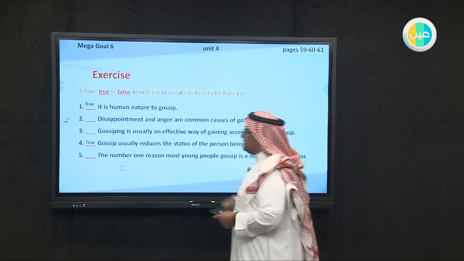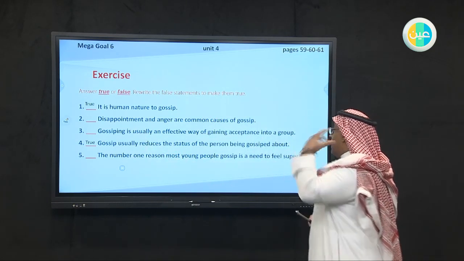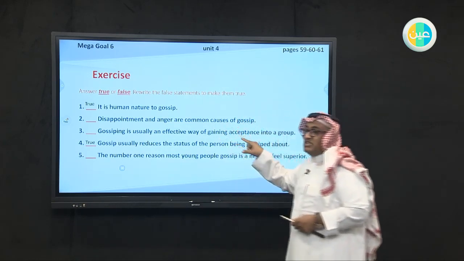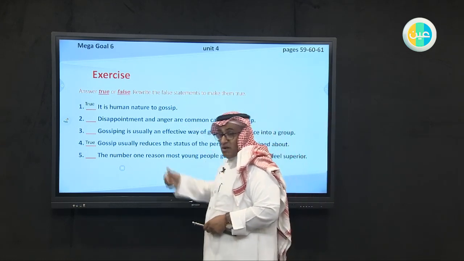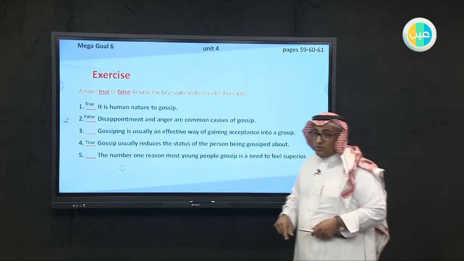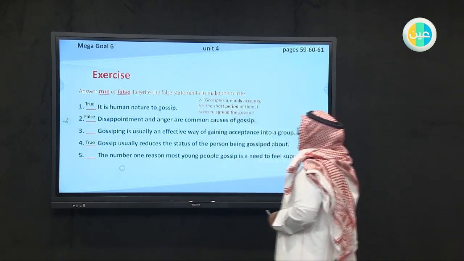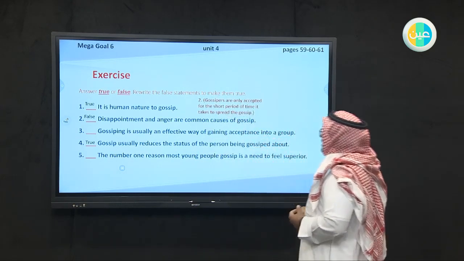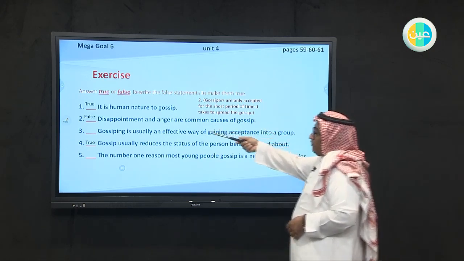Okay. Disappointment and anger are common causes for gossip. Causes means reasons. Did we read this, disappointment and anger, in our reading? Of course no. So why? How will we support that? Because gossipers are only accepted for the short period of time it takes to spread the gossip. Okay, this answer supports your false answer.